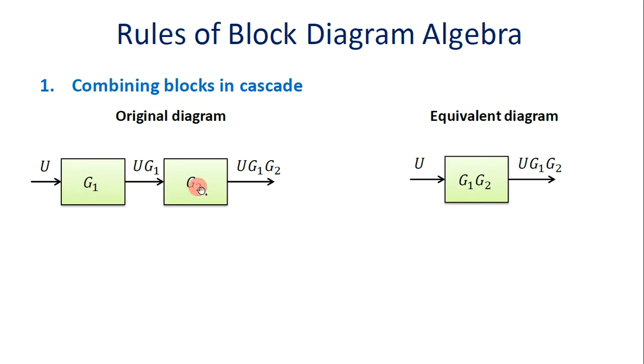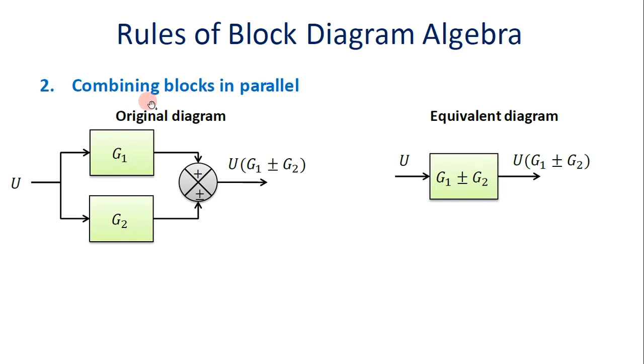Here G1 and G2 are in cascade. U is the input. So U into G1 is U G1. Then U G1 into G2 is U G1 G2. As I told you, when two blocks are in cascade, the result is U into G1 G2.